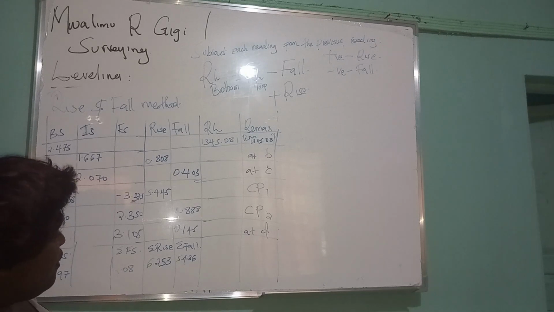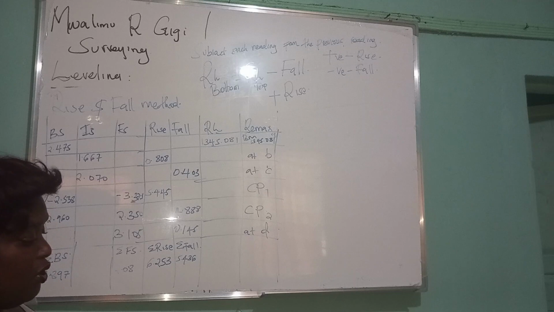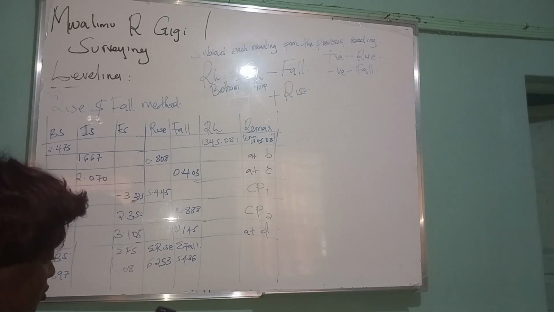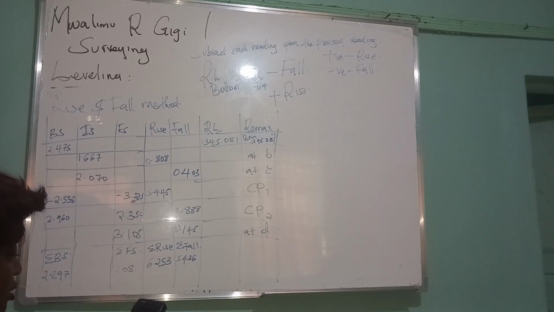253, then 5.43. I don't know why. It is 0.403 plus 4.888 plus 0.145. It is 5.436. Okay, so 6.253 and 5.436.